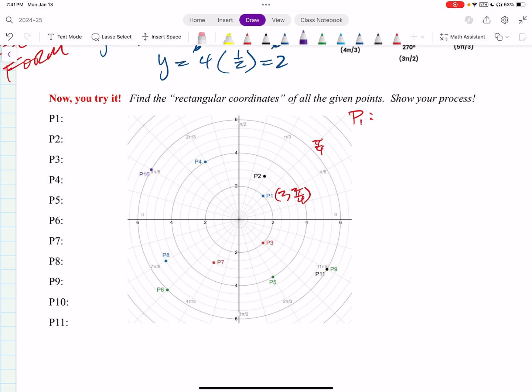And let's see here. So P1, x equals r cosine theta. So x is equal to 2 times the cosine of pi over 4. Now, if you have that memorized, it's 2 times cosine of pi over 4, which is root 2 over 2, which is the same as root 2. Okay. y is equal to r sine theta here.